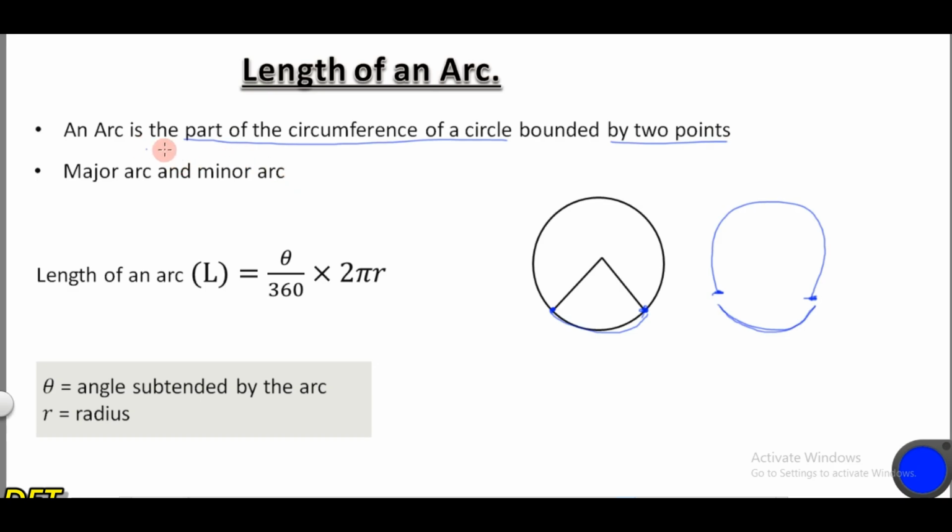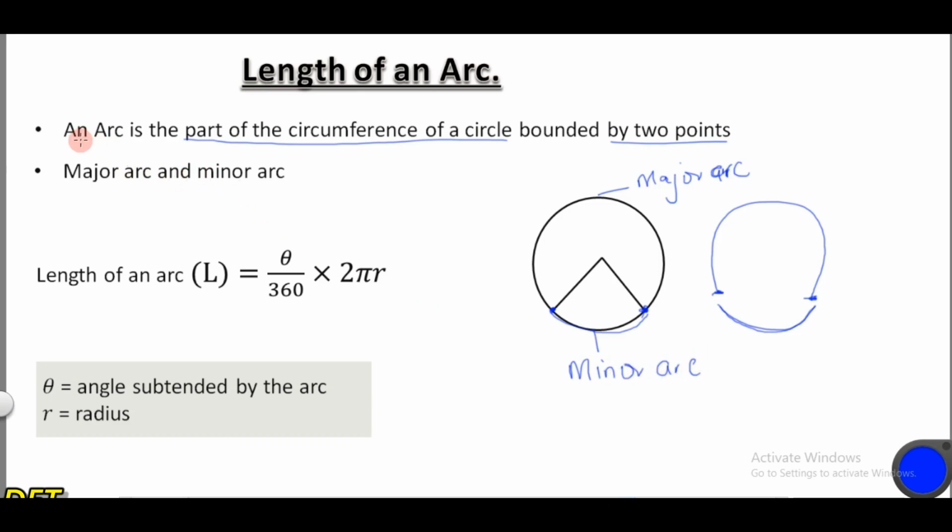So we have two types of arc. We have a major arc and a minor arc. So the bigger one is the major arc. So this is the major arc, right? Major arc, and this smaller one is what? The minor arc. Minor arc.